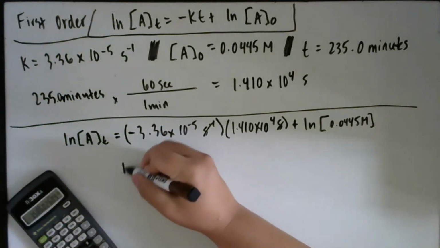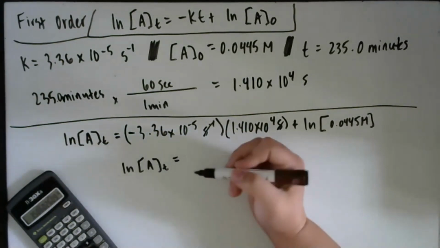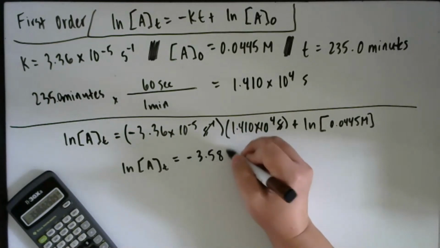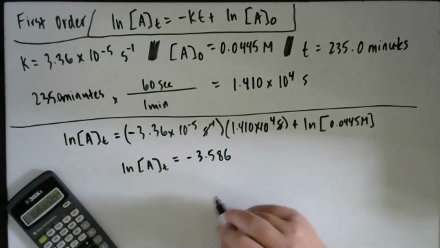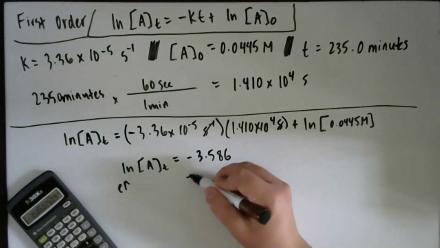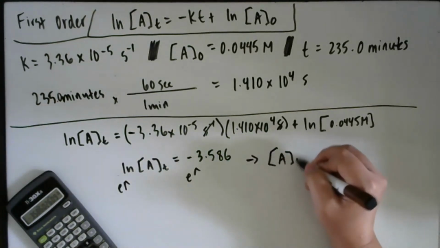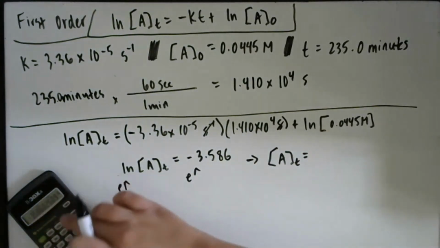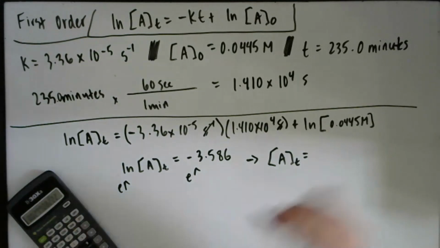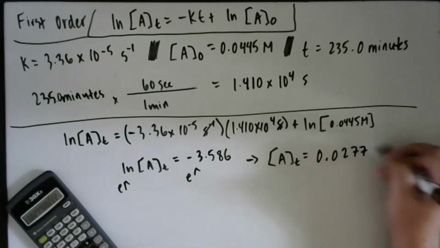Okay, we get the ln of A at time t equals negative 3.586. Again, to get rid of this natural log, we're going to raise both sides to the e. So the concentration after some time has passed is going to be 0.0277 molar.